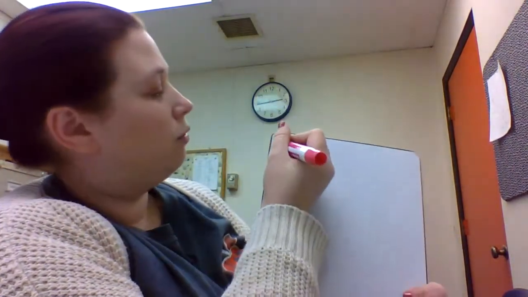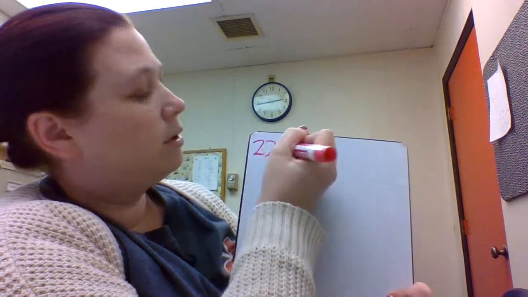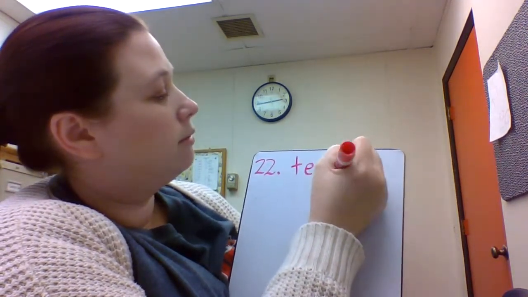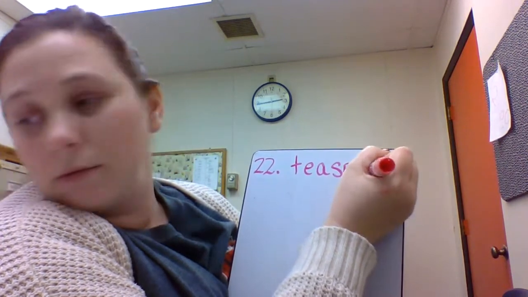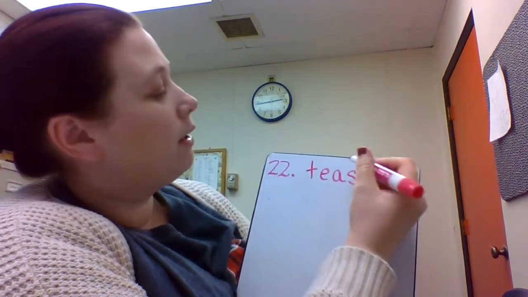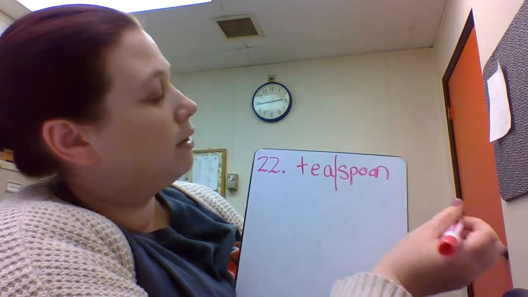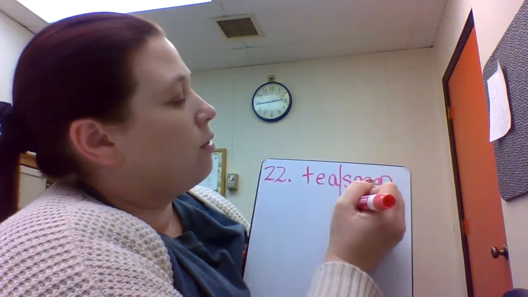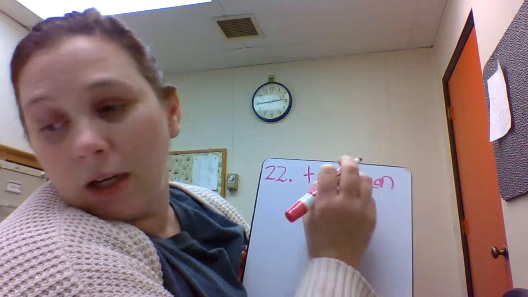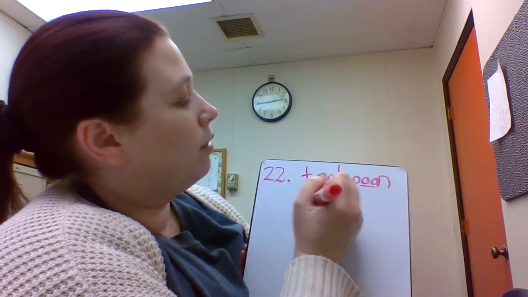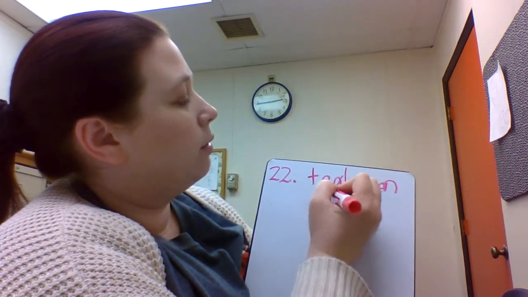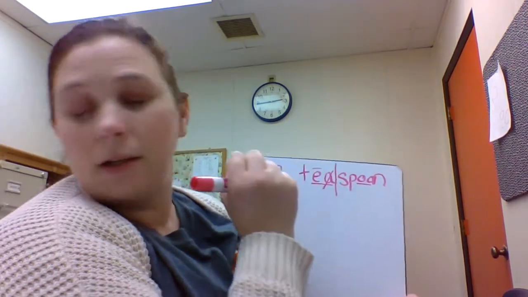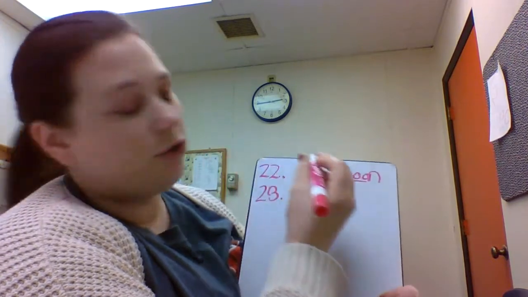Number 22, teaspoon. Teaspoon is also a compound word. Tea and spoon, 2 different words that equal 1. We're going to underline our OO digraph. We're going to underline our EA digraph, and it's T, so we cross off the A, the E gets a macron. 23 is preaching.